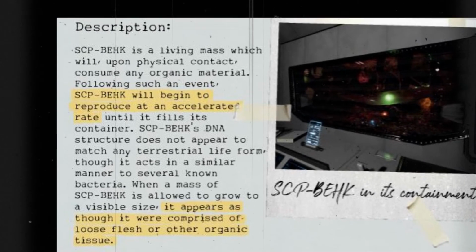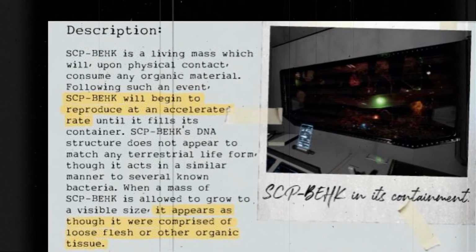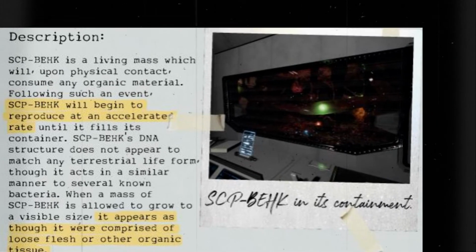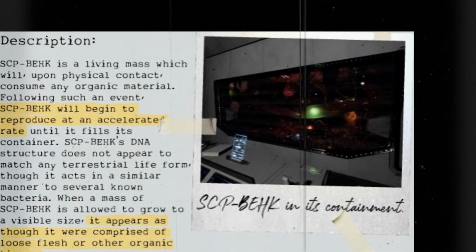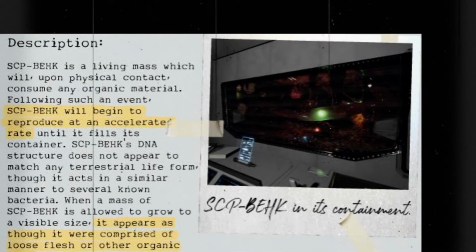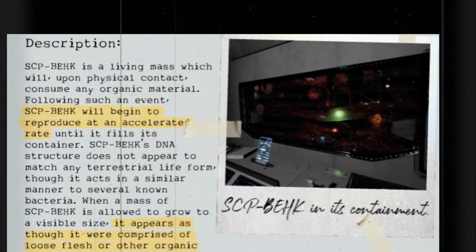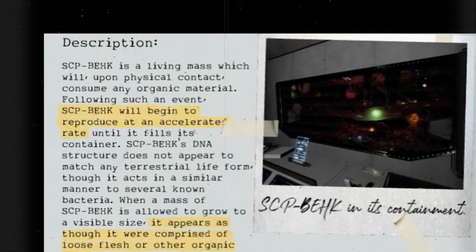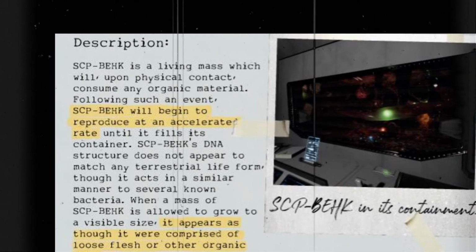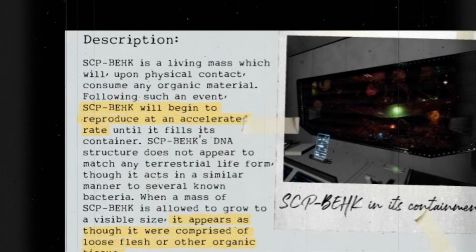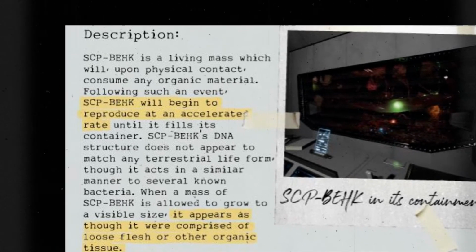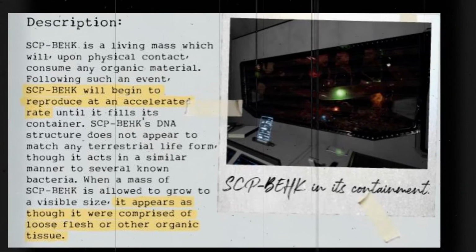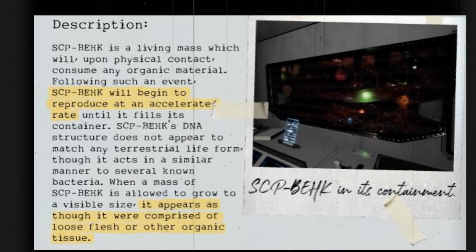Description: SCP-BEHK is a living mass which will, upon physical contact, consume any organic material. Following such an event, SCP-BEHK will begin to reproduce at an accelerated rate until it fills its container. SCP-BEHK's DNA structure does not appear to match any terrestrial life form, though it acts in a similar manner to several known bacteria. When a mass of SCP-BEHK is allowed to grow to a visible size, it appears as though it were comprised of loose flesh or other organic tissue.